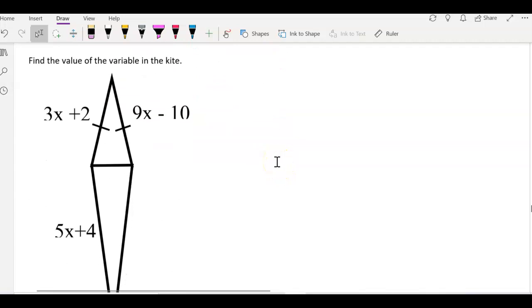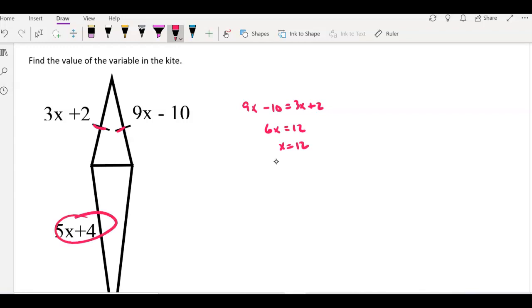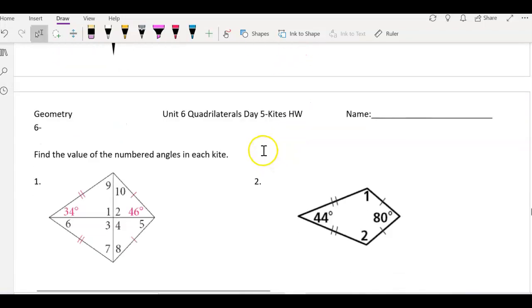In the next one, if we know the definition of a kite and they tell you these sides are congruent, to find the value of x, you're just going to set those measures equal to each other. So when you solve this, you get 6x equals 12, x is equal to 2. This is the distractor in this problem. Okay? Go ahead, try the homework, and let me know if you have any questions.